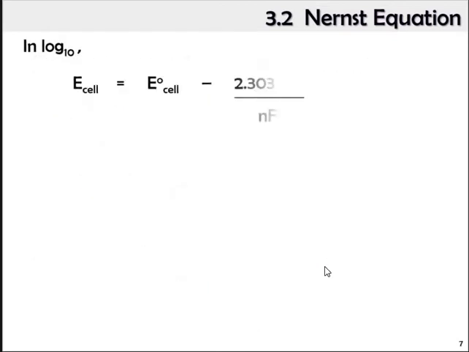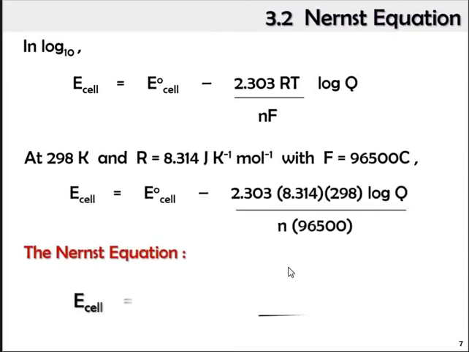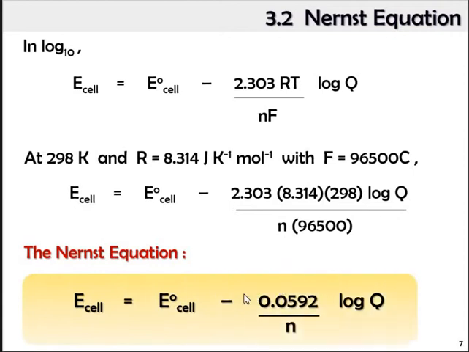So this is only the derivation for the Nernst equation, no need to know about this. And you have to memorize this one: E cell equal to E naught cell minus 0.0592 over n log Q.